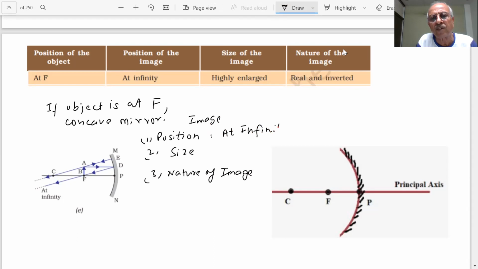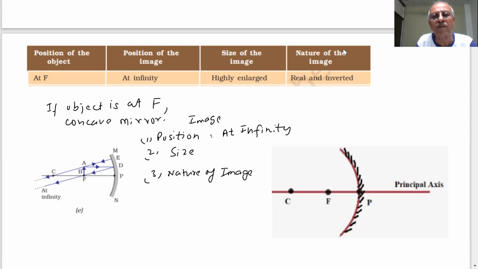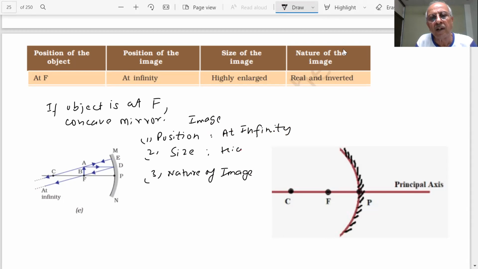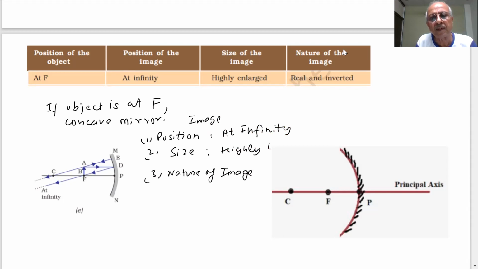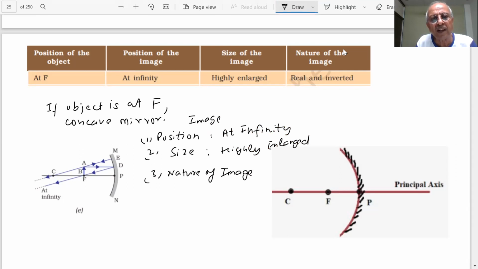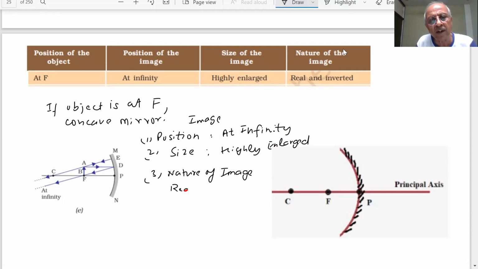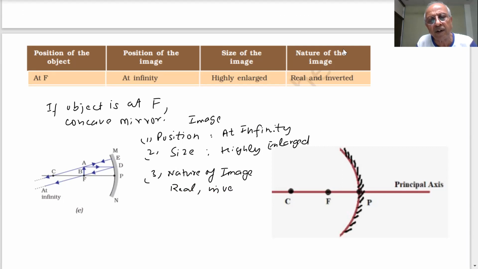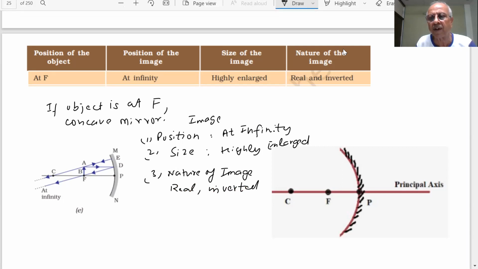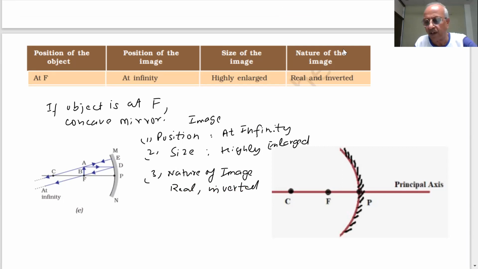This is how we write answers. Or if multiple choice questions are given, they will ask which mirror is forming an image at infinity. What is the size of the image? Sir, highly enlarged. You are getting a highly enlarged image. And what is the nature of the image? You are saying it is real and inverted. Real and inverted. All right, this we already did.